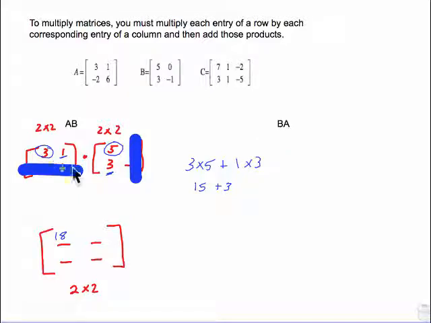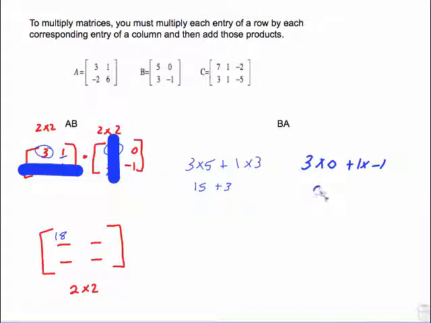Keep the second row covered up. I'm not using it just yet, but move this over, and you are going to multiply the first row times the second column, position by position. So this is the first thing in the row, which is 3, times the first thing in the column, which is 0, plus the second item in the row times the second item in the column, 1 times -1.